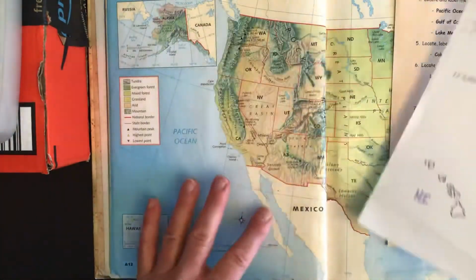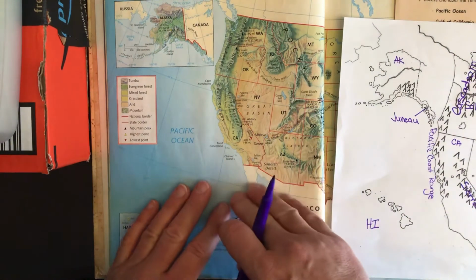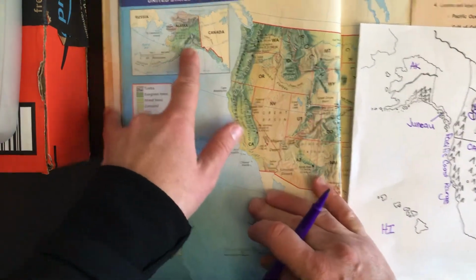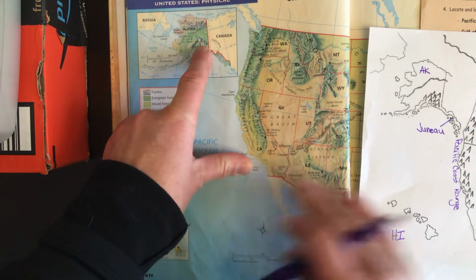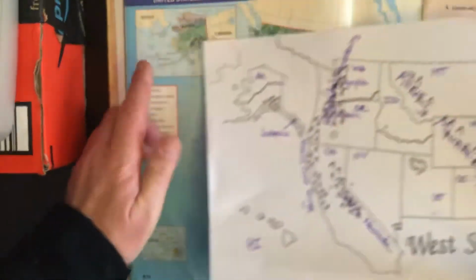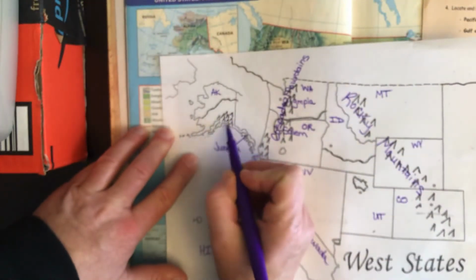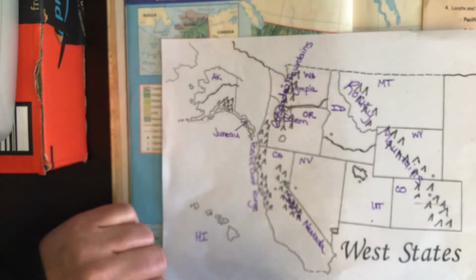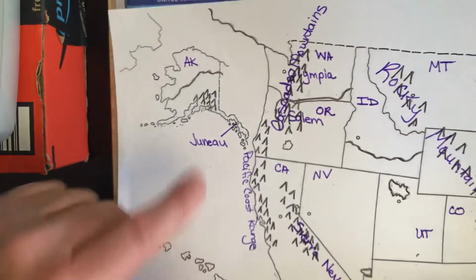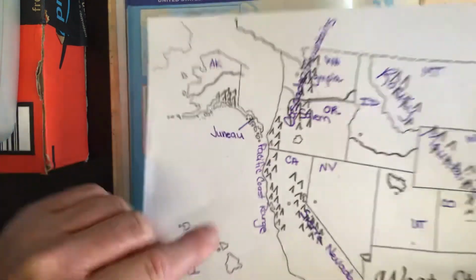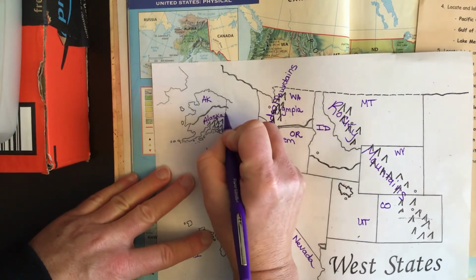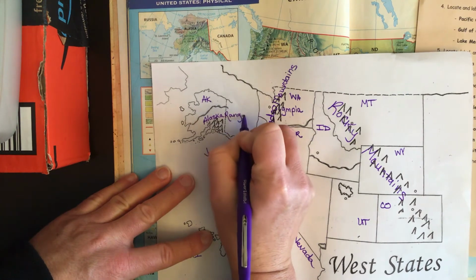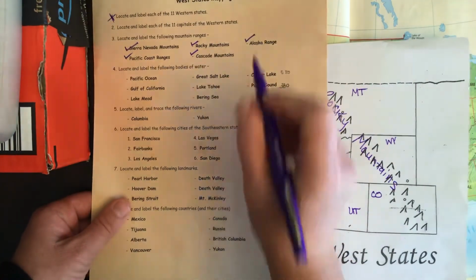And our last one is the Alaska Range, which I'm guessing is probably going to be up here in Alaska. And you can see right down here in the southern part of the state is the Alaska Range. And if I look at my map, there's a bunch of triangles right there. Right there would be your Alaska Range. And that's our last one.